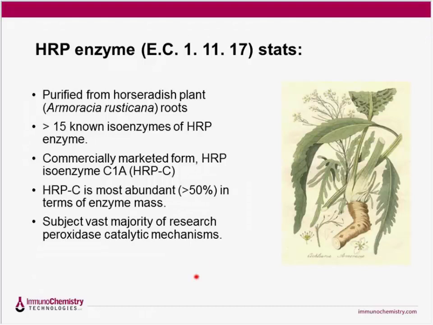The peroxidase enzyme is acquired from the horseradish root, and there are 15 known isozymes of the peroxidase enzyme. The commercially marketed form, the one you can buy from Sigma and Thermo, happens to be the isozyme C1A. The reason for that is because this isozyme HRP-C happens to be the most abundant of the peroxidase isozymes present in the horseradish root. In fact, it accounts for greater than 50% by mass of all the isozymes present in the horseradish root.